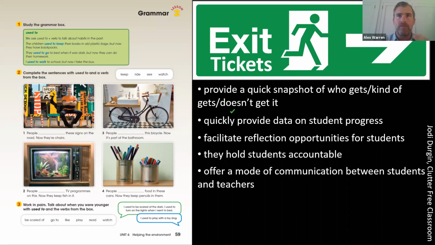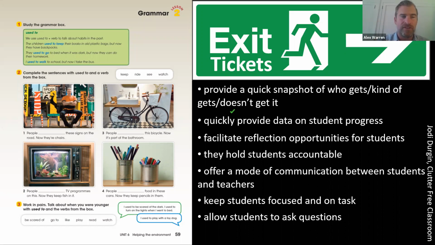It also offers that mode of communication to students and teachers. It keeps them focused and on task, and it allows them to ask questions. You know, very often we might ask a class, does anyone have any questions about this grammar point? And nobody puts their hand up because they don't want to be the student who doesn't understand, right? So they all keep their hands down. So it gives them a forum to ask questions, and as such allows them to self-assess.